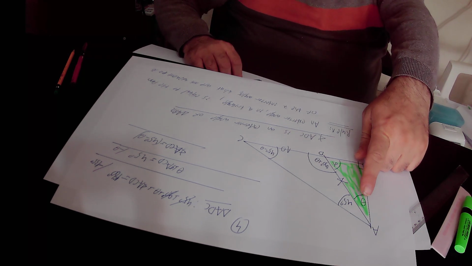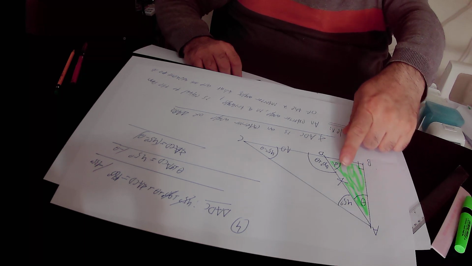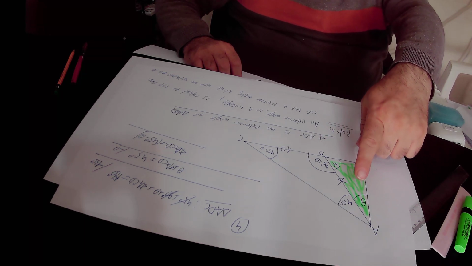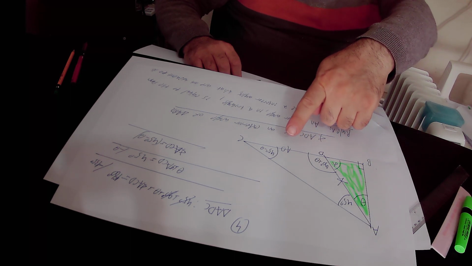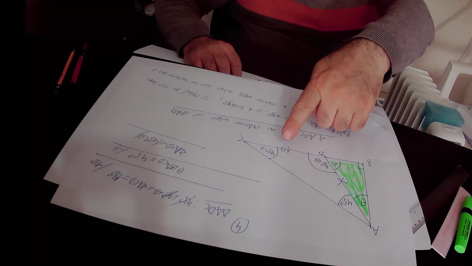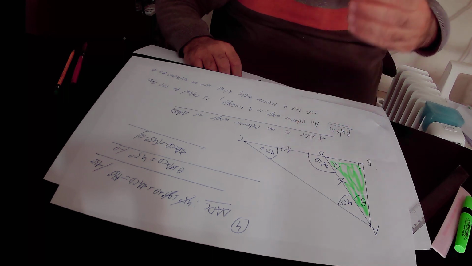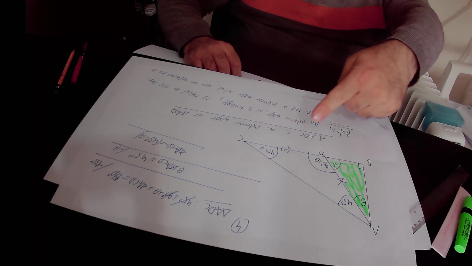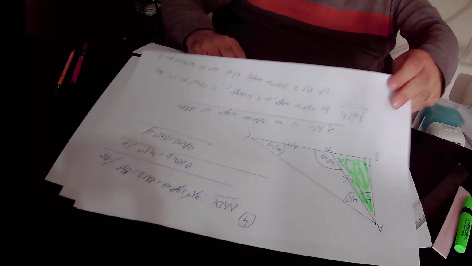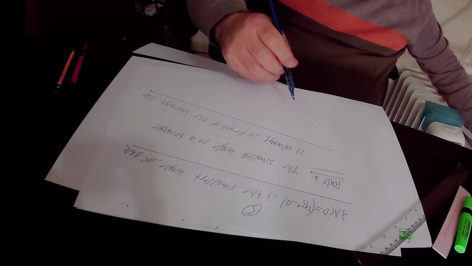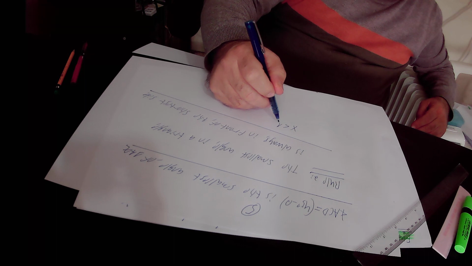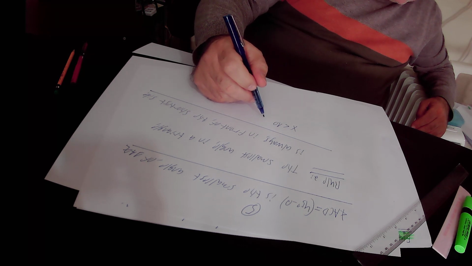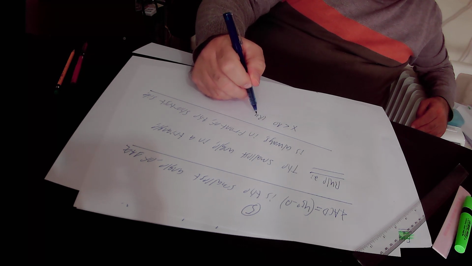Here, you can derive from rule number 2 that side X, which is in front of the smallest angle, is the shortest side. Therefore, X is less than 10 units, according to rule number 2.